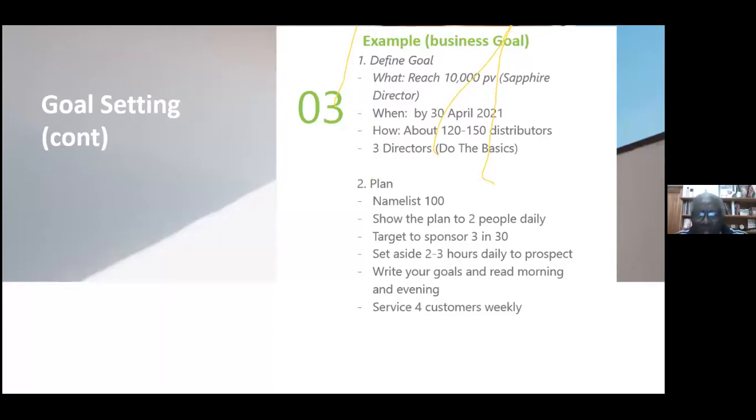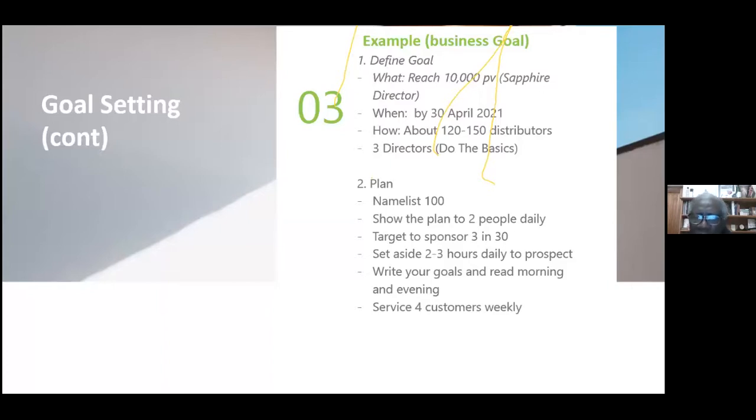Okay? Then set aside 2 to 3 hours daily to show the business to people, either to prospect or to follow up on the ones whom you have prospected. Write your goals and read them morning and evening. And the reason for this is when you read your goals daily, they tend to stick in your mind, and it will help you overcome negative thinking people.